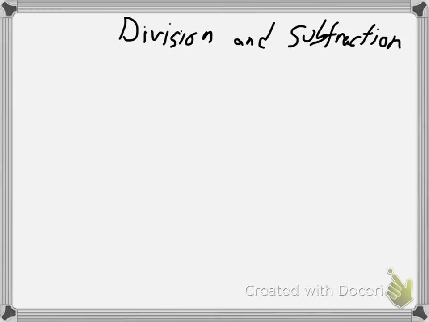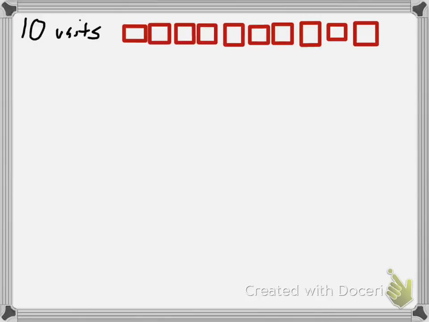Okay, let's take a look now at some relationships between division and subtraction. So I'm going to start off here with 10 units. I can see that I have 10 boxes there for my tape diagram. Now what I want to do is divide each of these into 5 groups. So I'm going to take those 10 boxes and divide them into 5 groups.